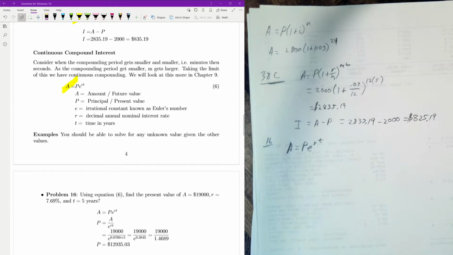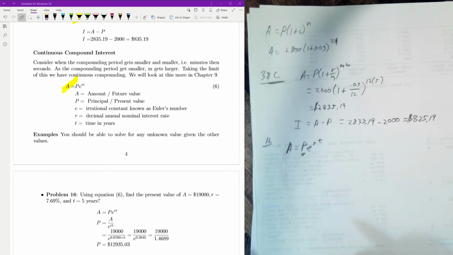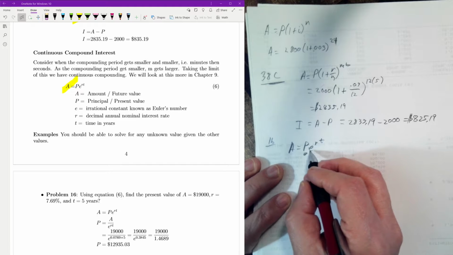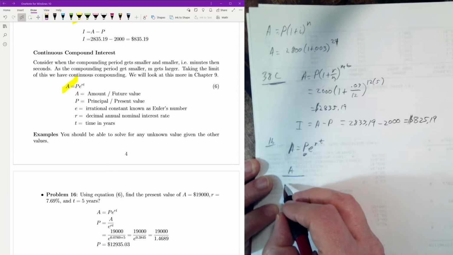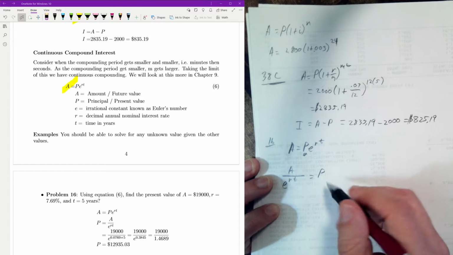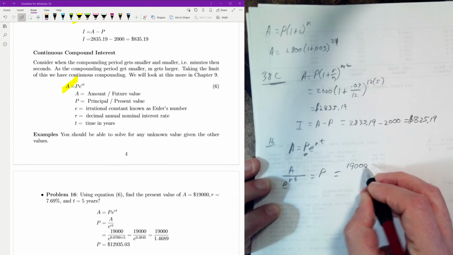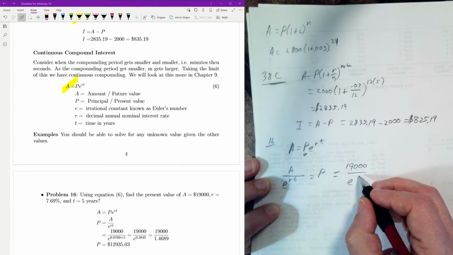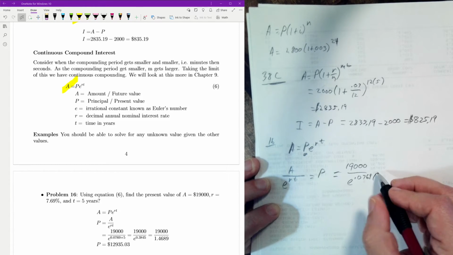Find the present value. Present value is our principal, that's P. So let's solve this equation for P. Basically, we have P equals A divided by e to the rt. I just divided by that. And then we plug in our values of 19, e to the rt, where r is 7.69%, so that's 0.0769 times 5.